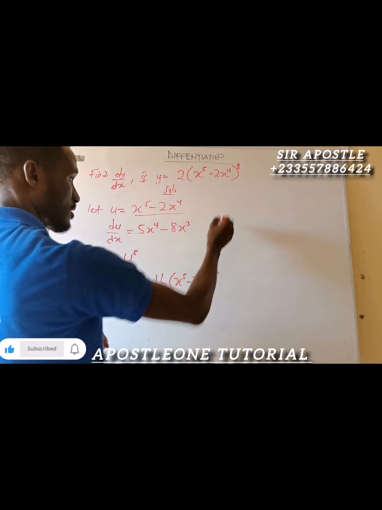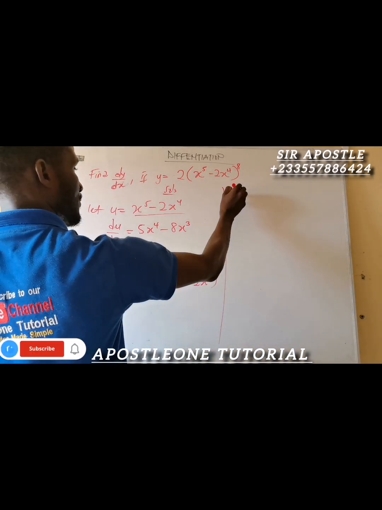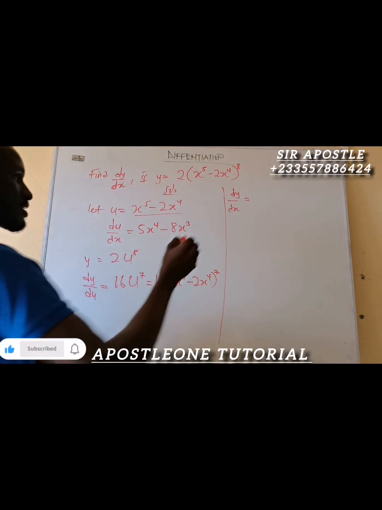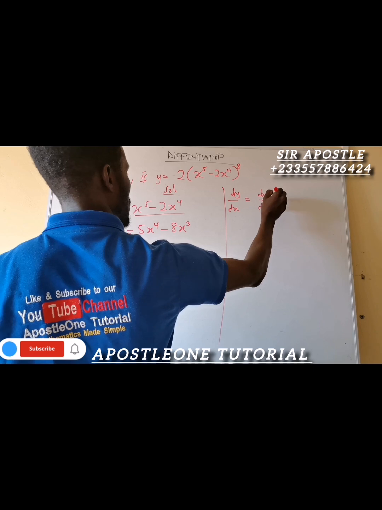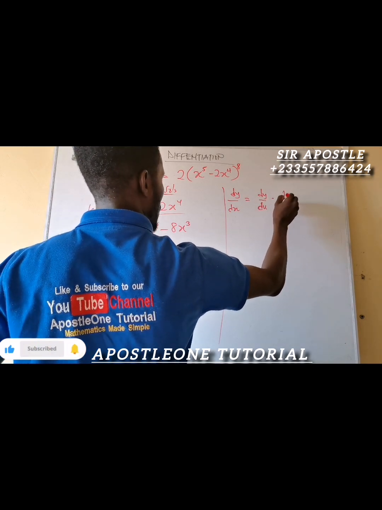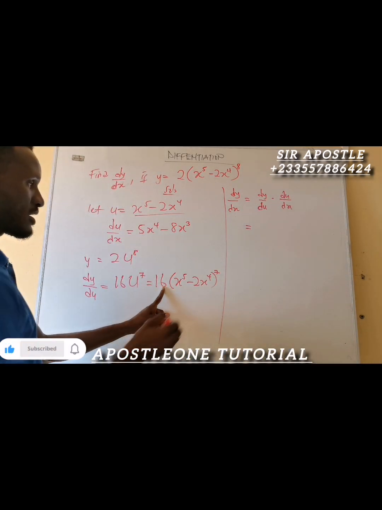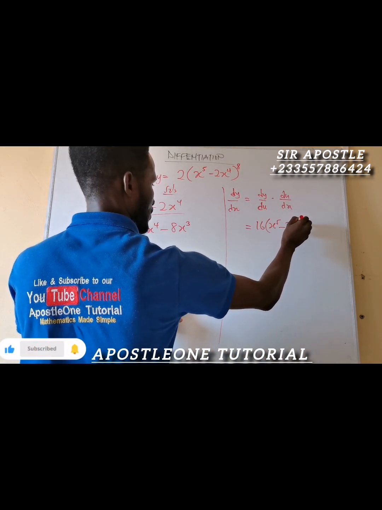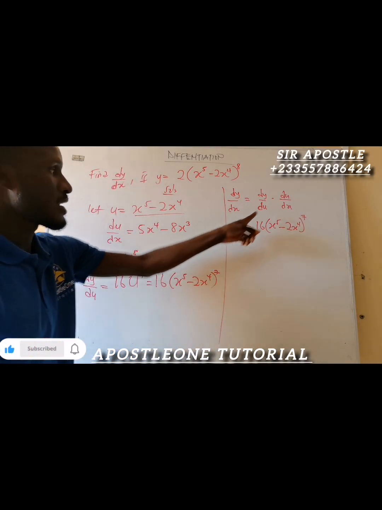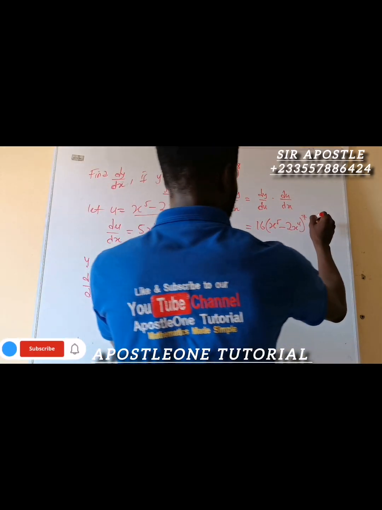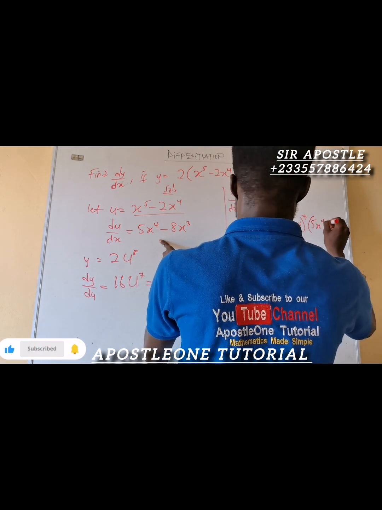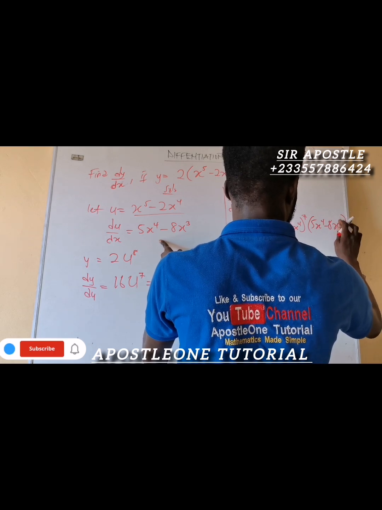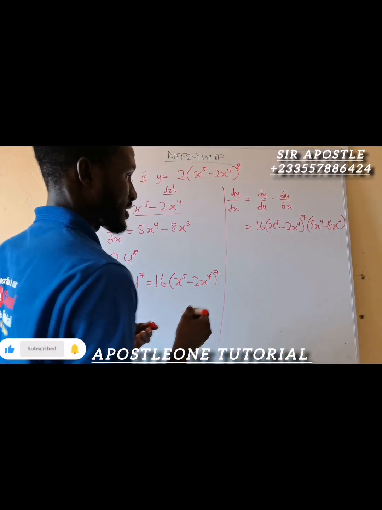So what's the conclusion? The conclusion is that dy over dx is dy over du multiplying du over dx. Now dy/du is 16 multiplying x exponent 5 minus 2x exponent 4 all exponent 7. And then du/dx is the whole of this one, that is 5x exponent 4 minus 8x exponent 3.